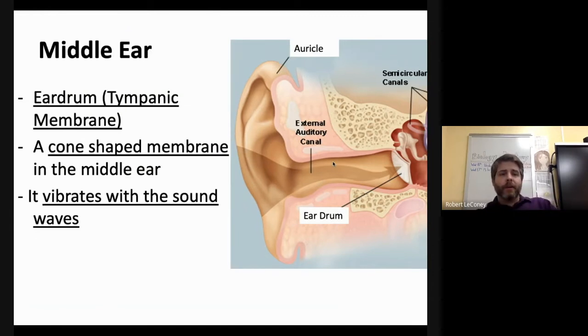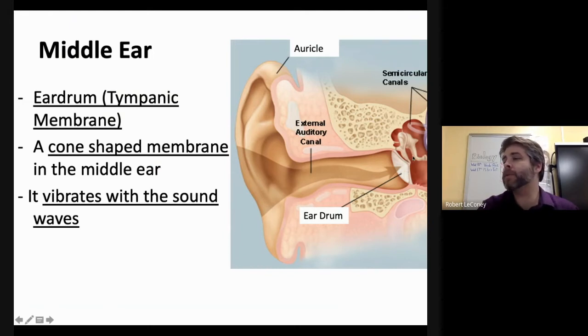All right, in your middle ear, we are starting off with your eardrum, or what's actually called the tympanic membrane. This tympanic membrane is just a drum. In fact, most people would just call it the eardrum, even doctors. So I would suggest memorizing that word. In fact, that's the word I'm going to put on the test, eardrum. Memorize that one. It is a cone-shaped membrane, and it's going to vibrate with the sound waves. So again, as the sound waves come in, sound is pressure. So as the pressure waves come in, they put pressure on the eardrum, making it vibrate.